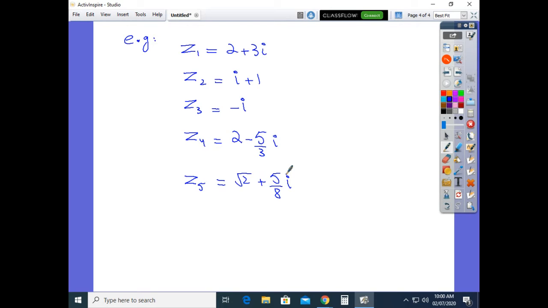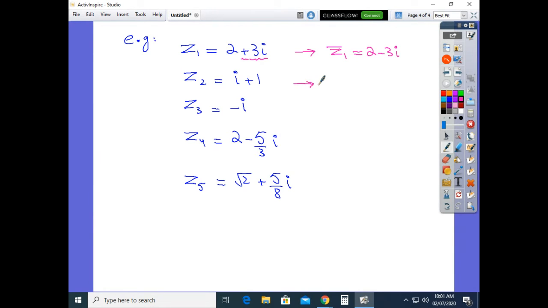Now we take the conjugate of these complex numbers. How do we take the conjugate of these complex numbers? We change the sign of the value of iota. The conjugate of z1 is z1 conjugate. We change the sign of the value of iota. Here the value of iota is 3 iota. Its sign is positive. After taking the conjugate, its sign becomes negative. Therefore, z1 conjugate becomes 2 minus 3 iota.